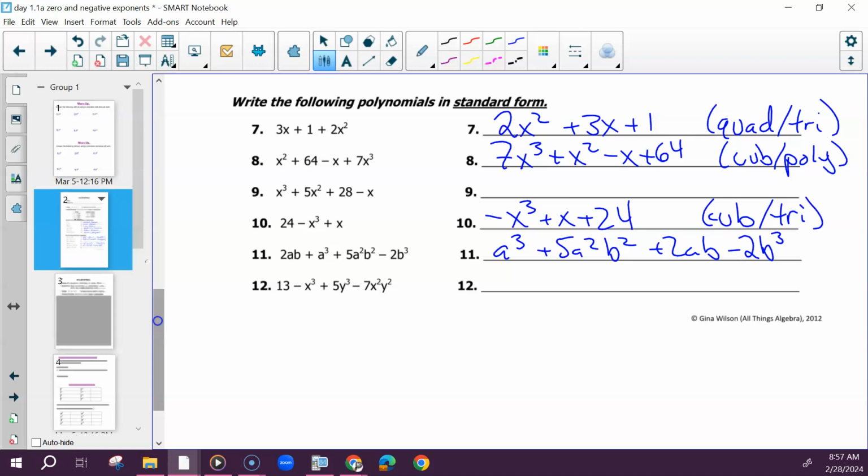If we were to do degree, this one's a little weird because we see 3, but also because this term has a 2 and a 2, we have to combine those and make 4. So this is really the highest exponent. So that would really be a quartic polynomial. So those ones are special. What would go first in 12?